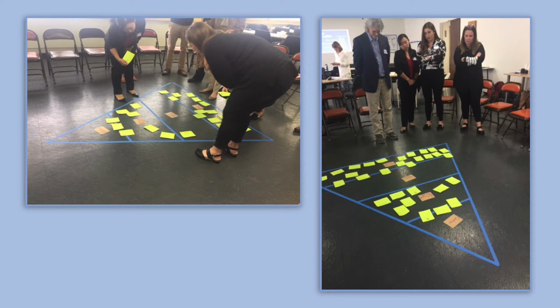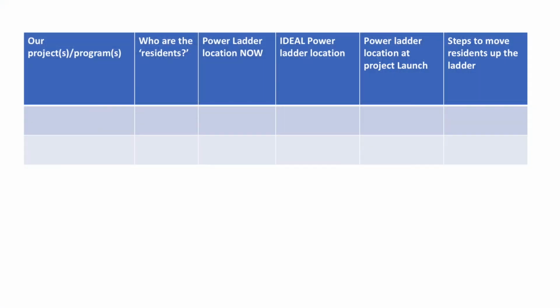And then next to that, you should say, for this one, who are the residents? Because sometimes it's a specific subset, and if it is, you should say that. It might be teens, it might be seniors, it might be people with physical disabilities. And so if that's the case, you would want to put that there. Otherwise, you just put residents at large. Then you know, where are they on the power ladder right now? And then discuss where is the ideal place for them to be.